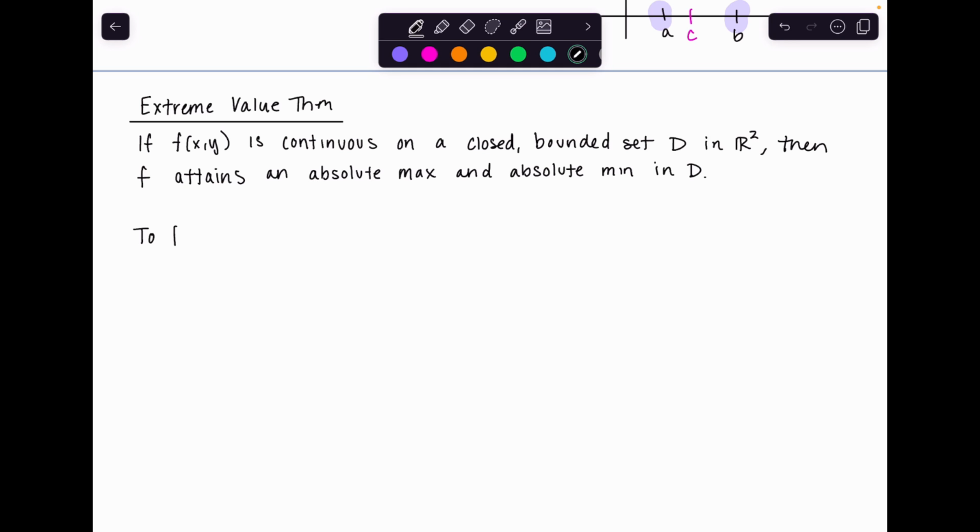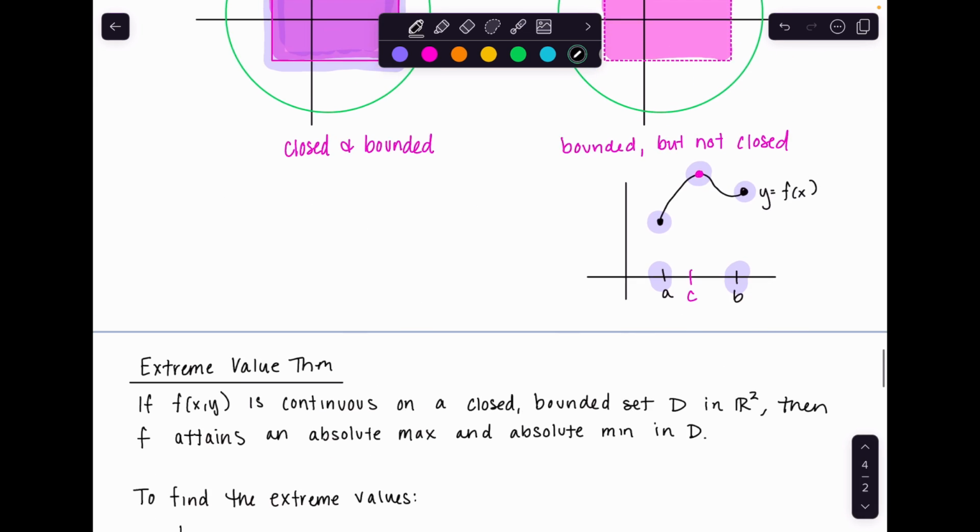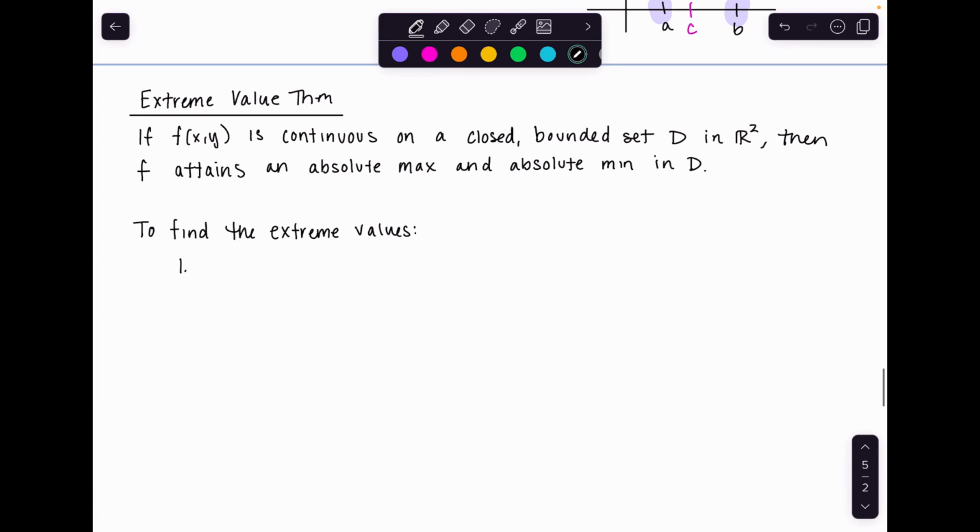So to find these extreme values, we've got a couple things we have to do. The first is we're going to evaluate f at its critical points inside D. So this will give you some possibilities for the absolute max and min.